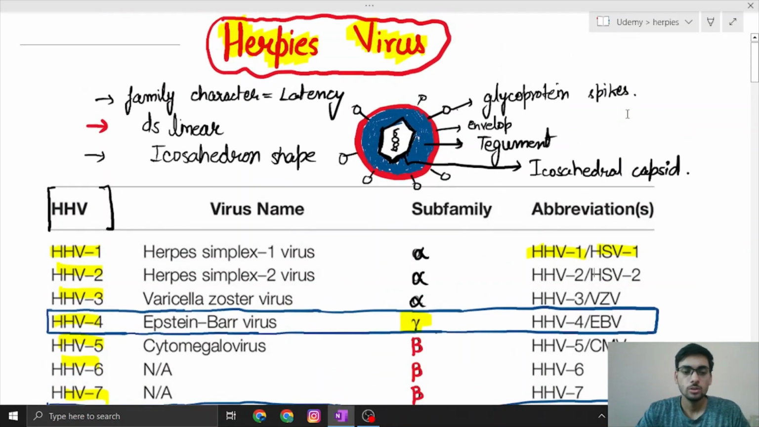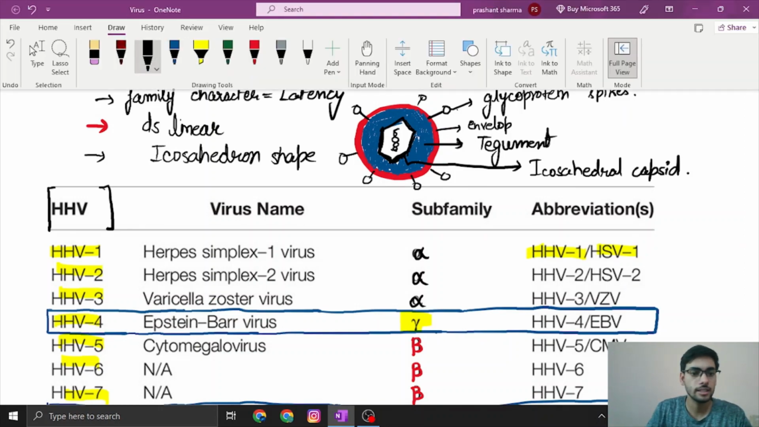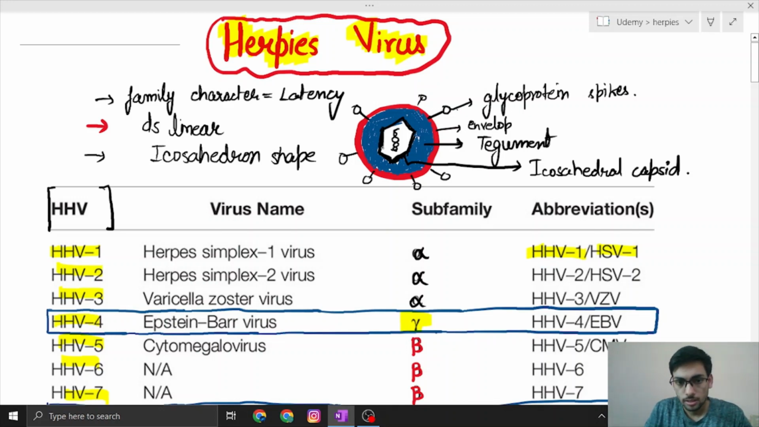Basically, herpes viruses are icosahedral in symmetry. Now you will ask why they are icosahedral. See, this is the capsid right here. This inner part of the virus is the capsid, which contains a linear double-stranded DNA genome. And they have a family character, which is latency.